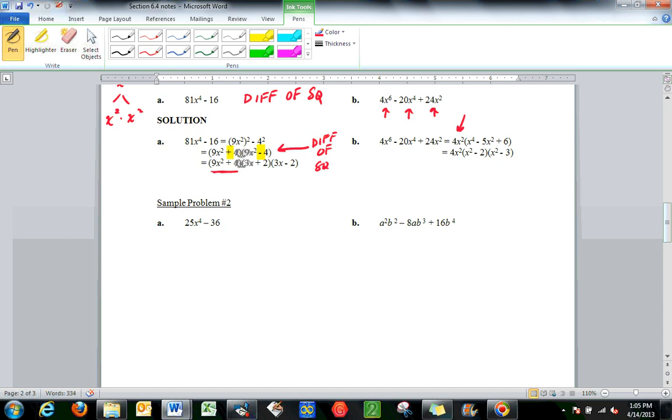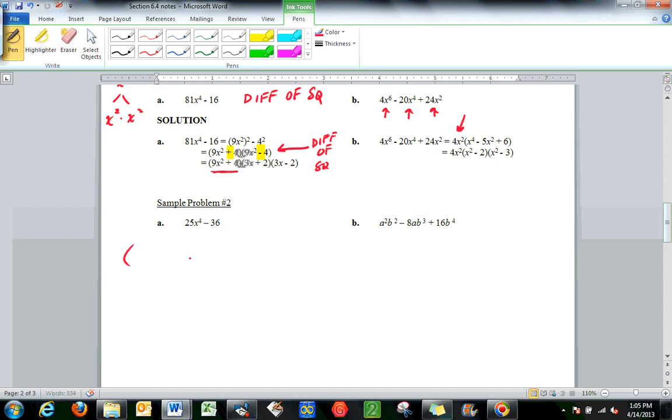Okay, so if we look at sample problem number 2, part A, we're dealing with a binomial that is being subtracted. So this is going to be in the form of a difference of squares. If you recall, in a difference of squares, we break up the first and the second term into their perfect squares. Even though we have an x to the fourth value, it is still broken up into a perfect square, x squared times x squared. So we're going to do that.